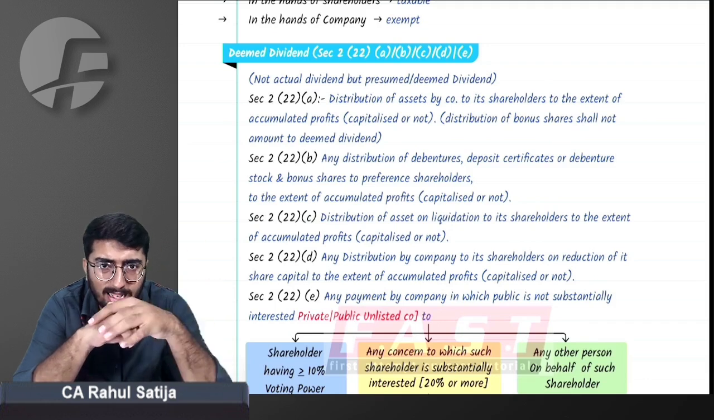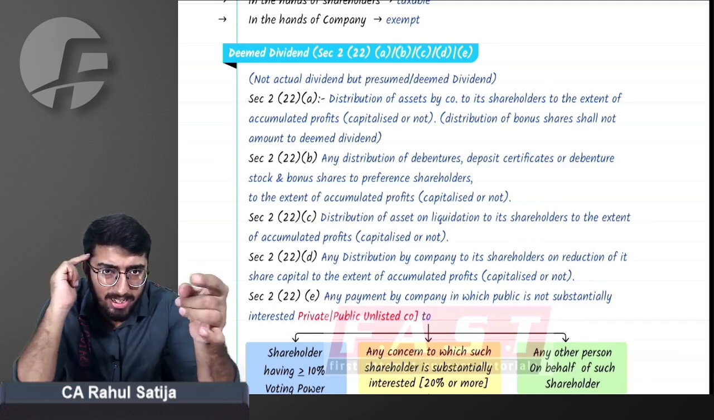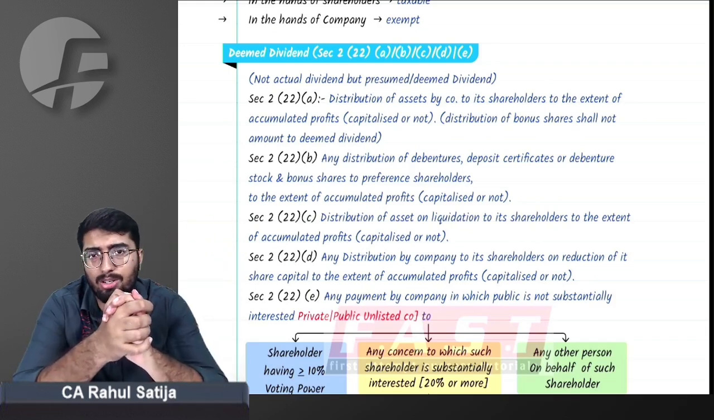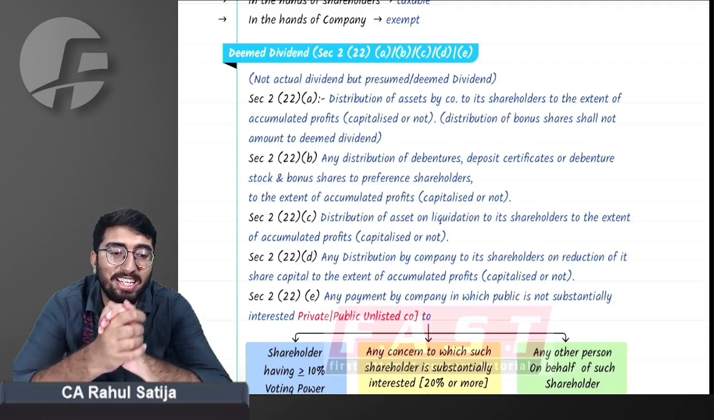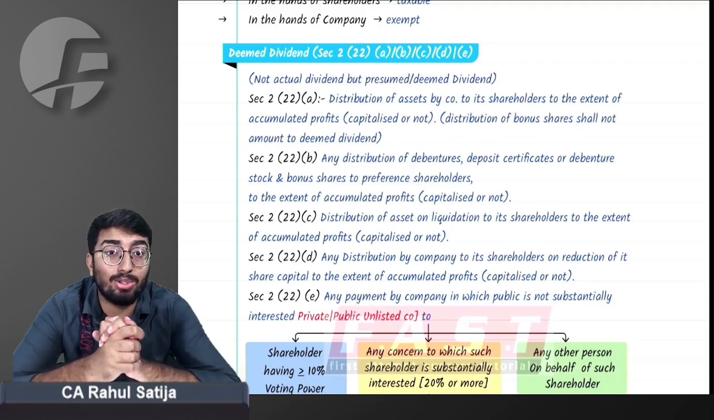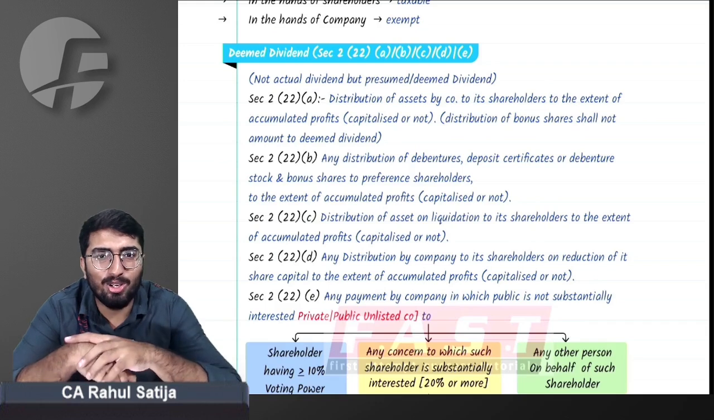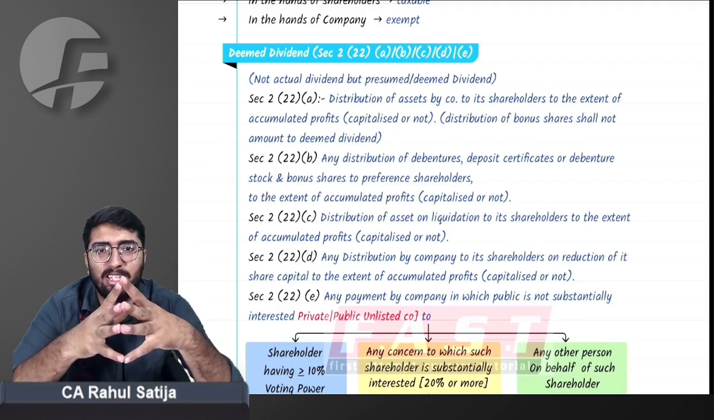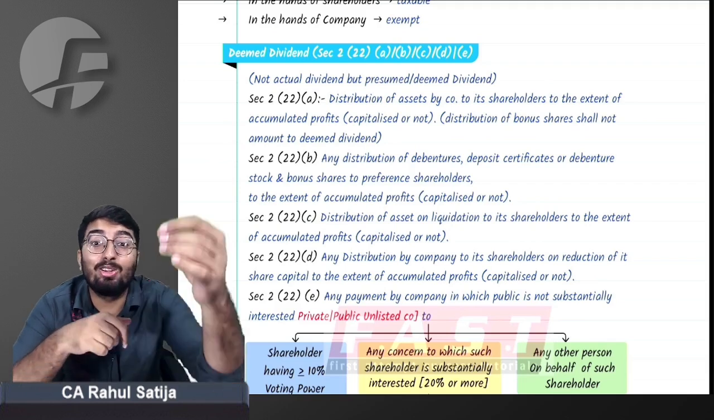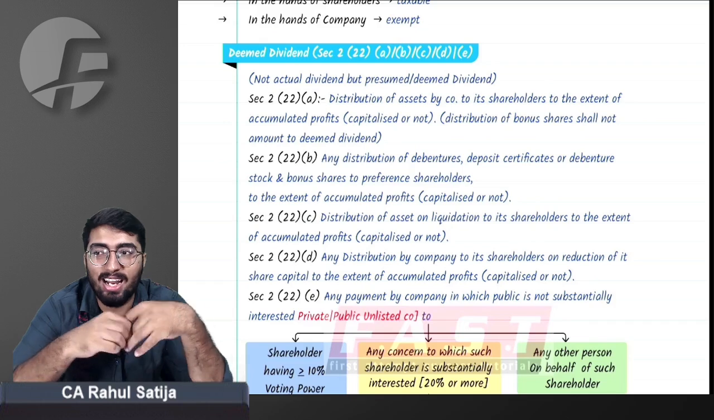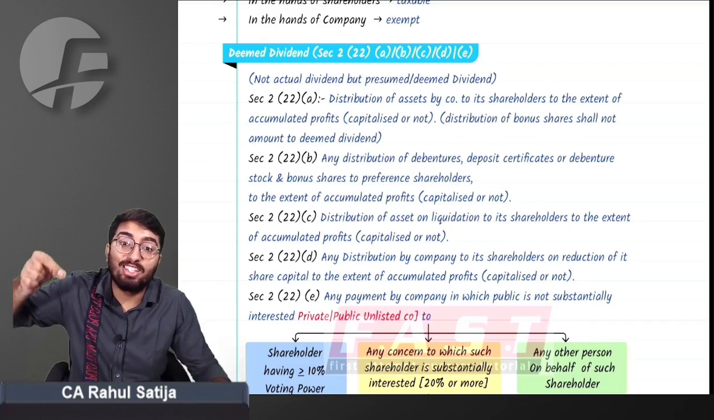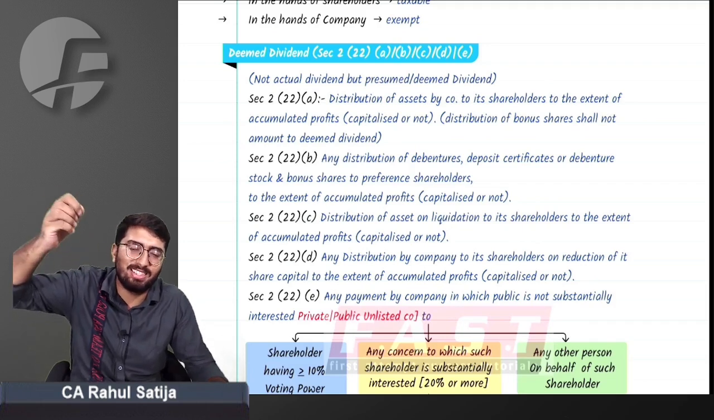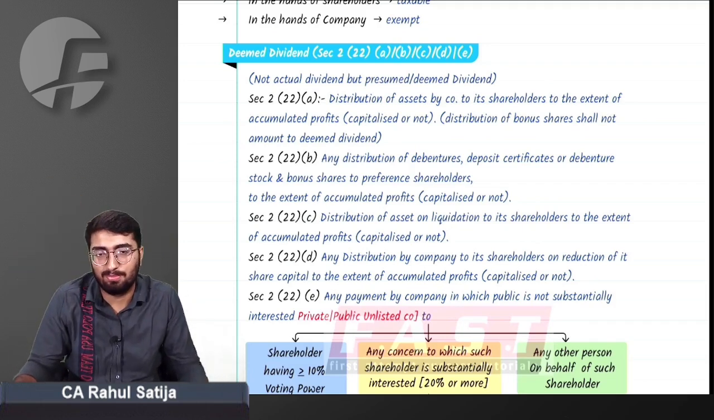So, to avoid that double taxation, what did the company do? Instead of paying money, the company gave assets to the shareholders and claimed that it is not dividend. But Section 2, clause 22, sub-clause A says that if any asset is distributed by the company to the shareholders, it will also be considered as deemed dividend. And how much will be considered deemed dividend? To the extent of the accumulated reserves you have.